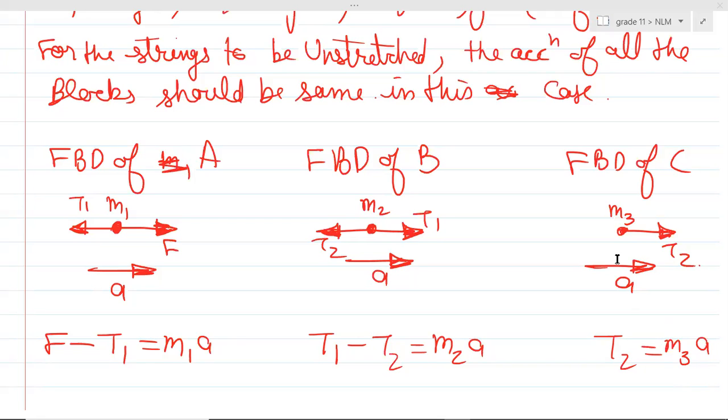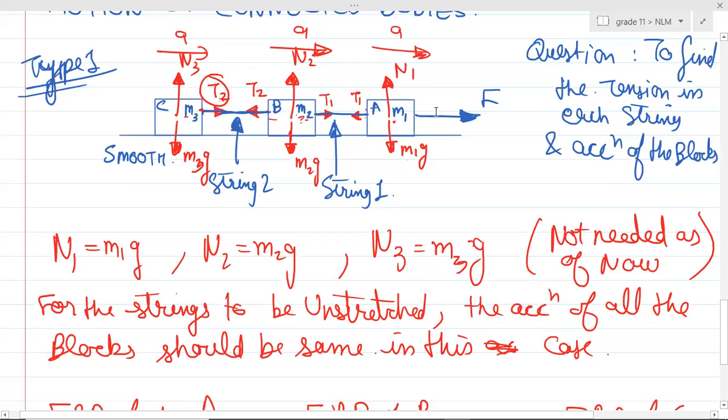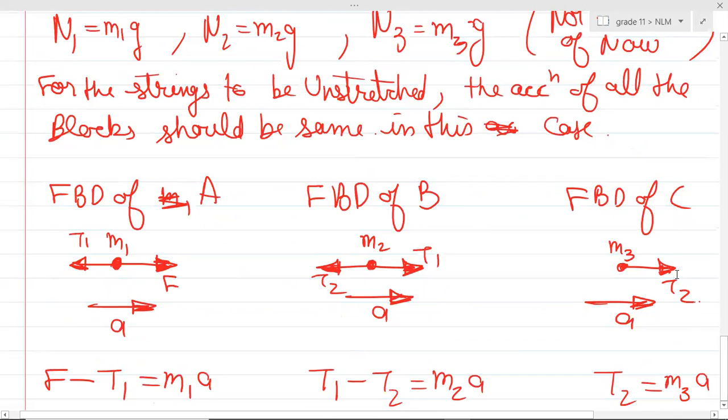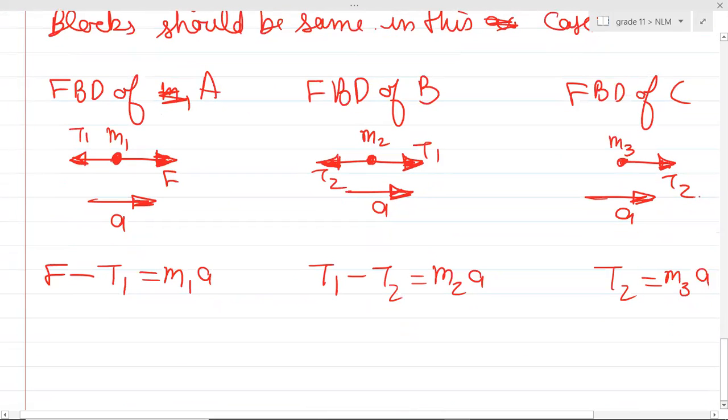See, I'll explain it to you again. There was only one force acting towards the right. When you draw all the forces, you see on the C block there is only one T2 acting towards the right, and that is mainly responsible for acceleration. Since there was nothing to oppose this T2, nothing towards left, T2 is equal to M3 into A. Because the net force is equal to this single force only. So we applied the FBD again, and we got all these equations.